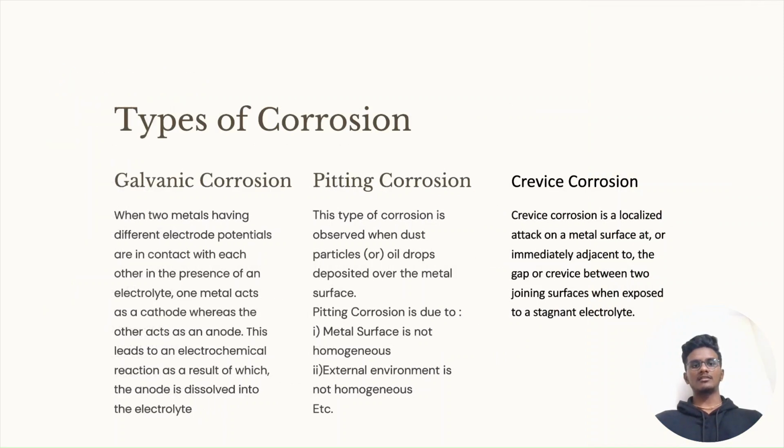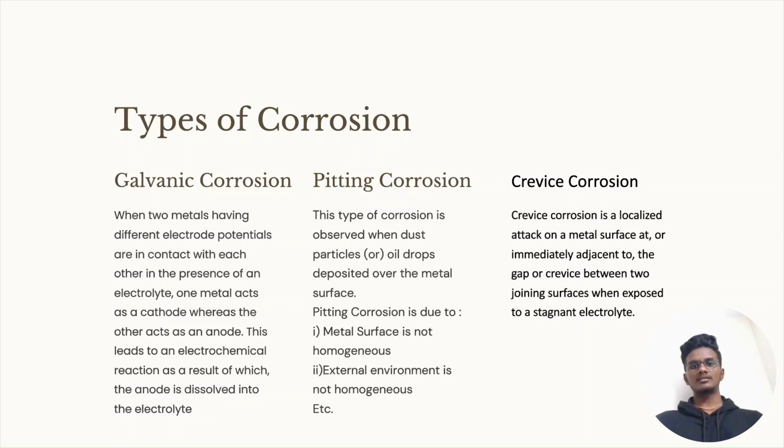Types of corrosion. Galvanic corrosion, pitting corrosion, crevice corrosion. Galvanic corrosion: when two metals having different electrode potentials are in contact with each other in the presence of an electrolyte, one metal acts as cathode whereas the other acts as an anode. This leads to an electrochemical reaction as a result of which the anode is dissolved into the electrolyte.